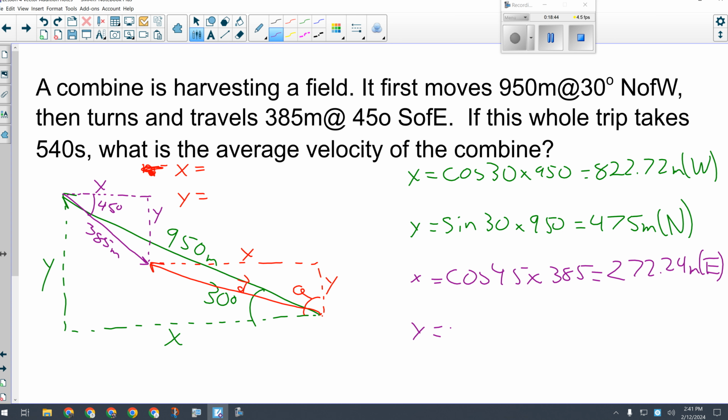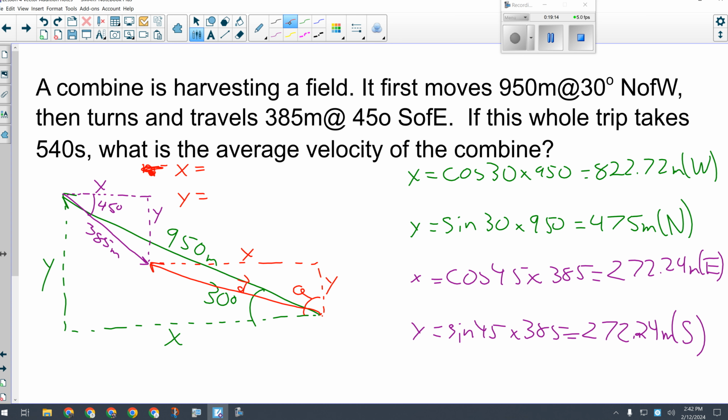And then y, since it's the sine of 45, is going to be the same number times 385, the same number, which gives us 272.24 meters, but now it's south. Now I've got all the x's and all the y's. So now I can find my overall displacement, the red triangle.